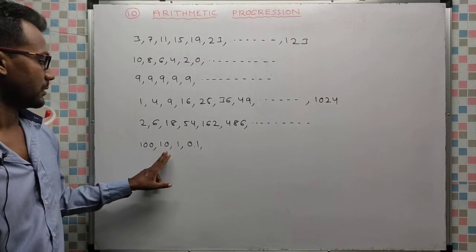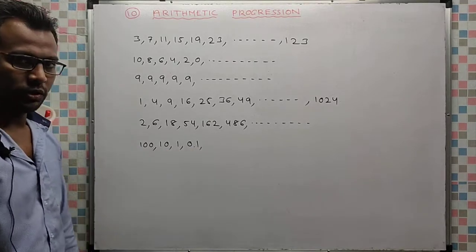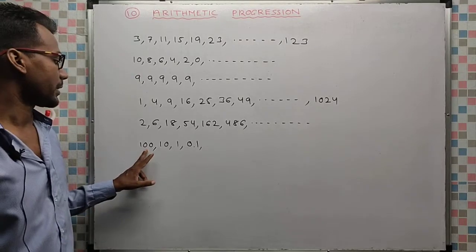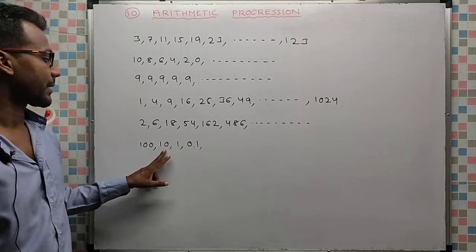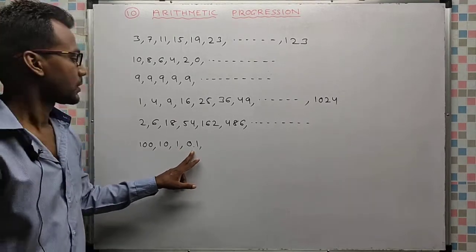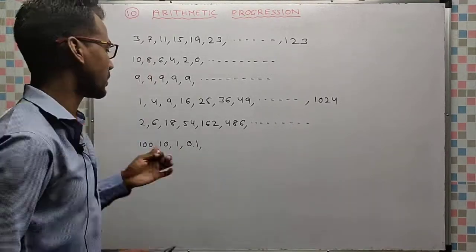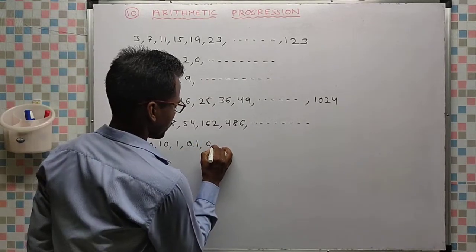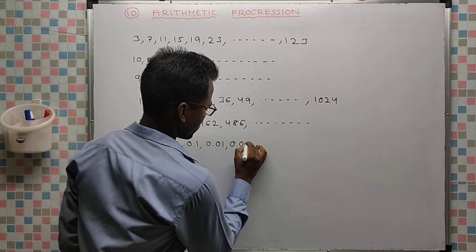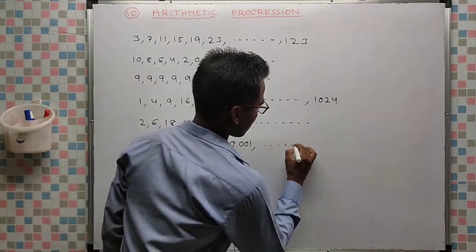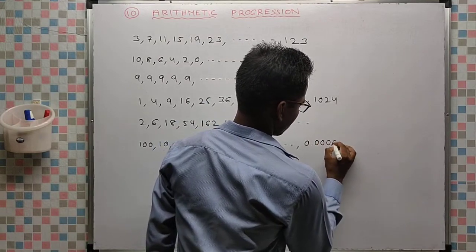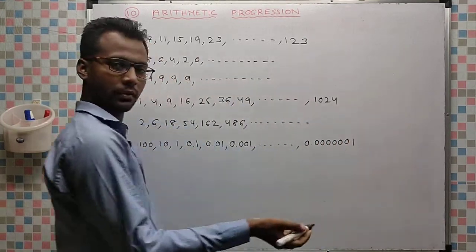100, then 10, then 1, then 0.1. So what I have done here? I have divided by 10. 100 by 10 gives me 10. 10 by 10 gives me 1. 1 by 10 gives me 0.1. 0.1 again by 10 will give me 0.01. Then again by 10, 0.001. In this way it will continue. Suppose 0.000001.